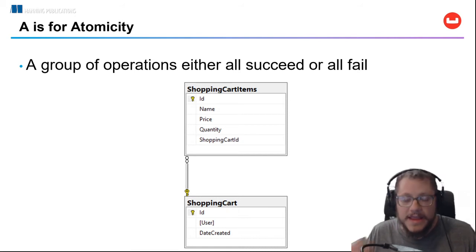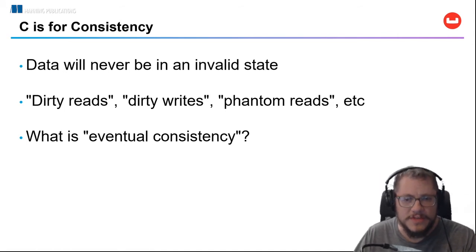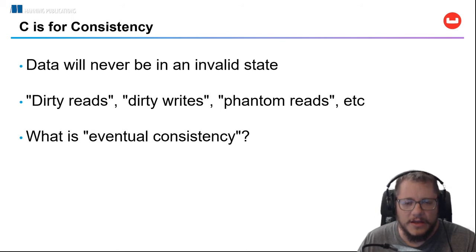So at a single document level, a NoSQL database can have atomicity and still not have transactions, by the way. C is for consistency. This is, in my view, maybe the most nebulous part of ACID. So here's some of the things you might encounter when you talk about consistency. So dirty reads, dirty writes, so-called phantom reads. Basically, it says that data is not going to ever appear to the user to be in an invalid state.